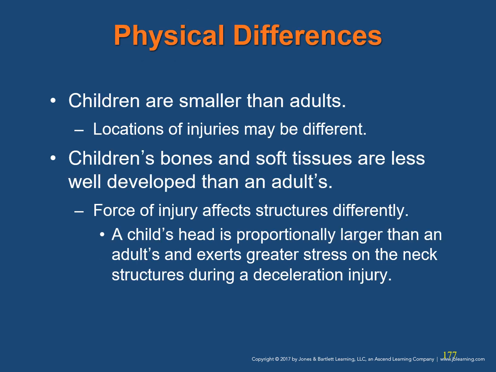Physical differences. Children are smaller than adults, and therefore the location of their injuries may differ from that of an adult for the same type of crash. Children's bones and soft tissues are less well developed than those of an adult, and therefore the force of an injury affects these structures differently. Because a child's head is proportionally larger than an adult's, it exerts greater stress on the neck and structures during a deceleration injury.